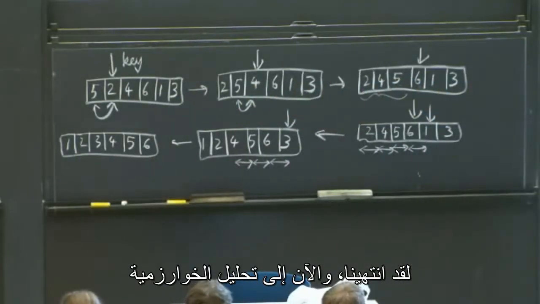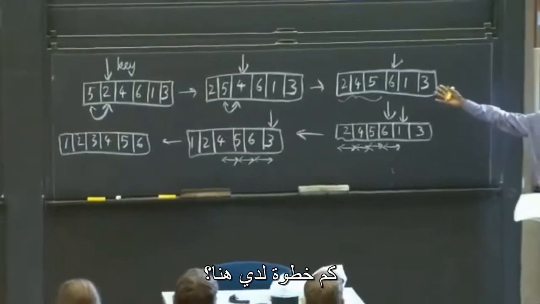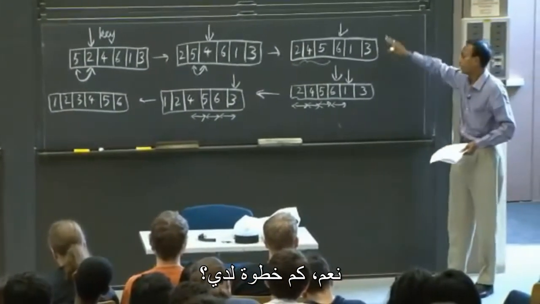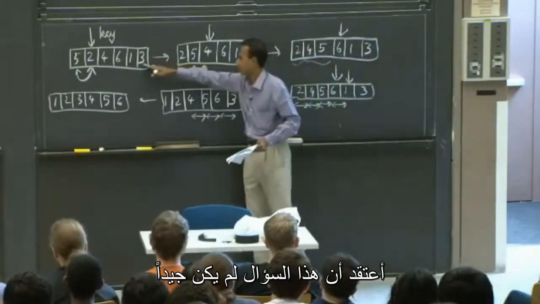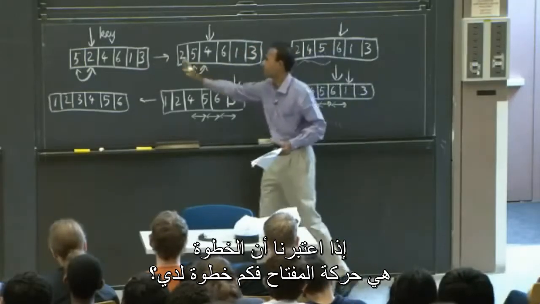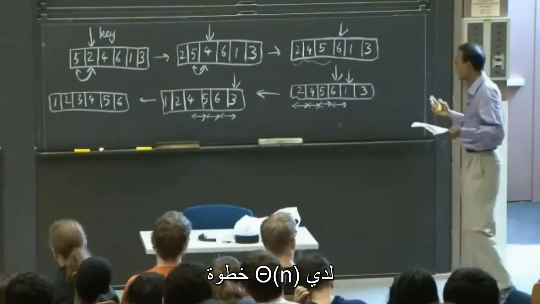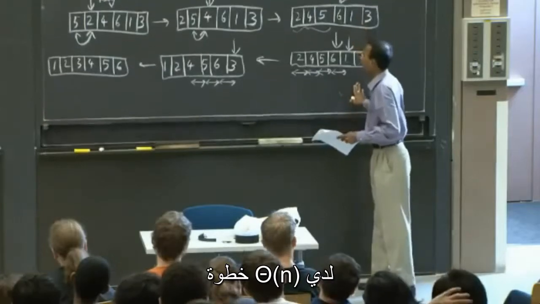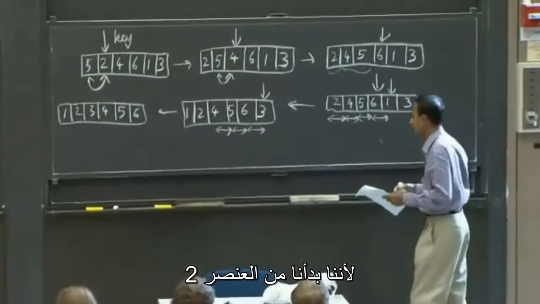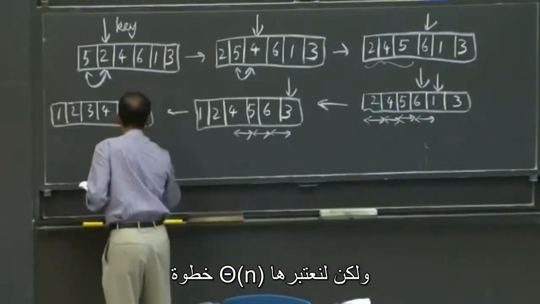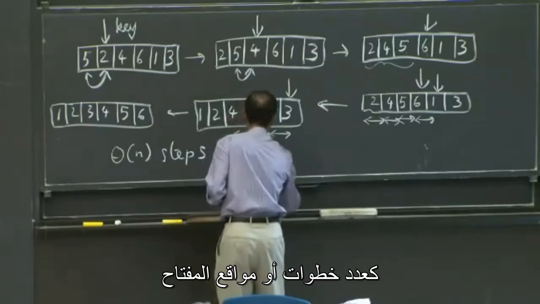So, analysis. How many steps do I have? If I think of a step as being a movement of the key, how many steps do I have? I have theta n steps, and in this case, you can think of it as n minus 1 steps since you started with 2. But let's just call it theta n steps in terms of key positions.